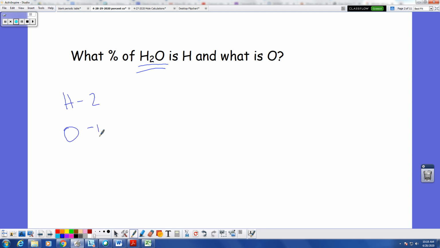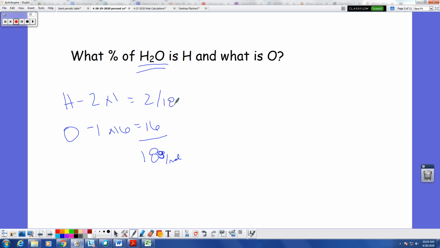And this is where it's beneficial if you've been doing this with my little table method, because you're going to already have a lot of your work done. Okay, so there's my molar mass. That's my grams per mole. So what we have to do is figure out the percent of the 18 grams that the 2 grams makes up and the percent of the 18 grams that the 16 grams makes up. So you should be able to tell that the oxygen percentage is going to be much higher than the hydrogen percentage, because 16 out of 18 is oxygen, where only 2 out of 18 is hydrogen.